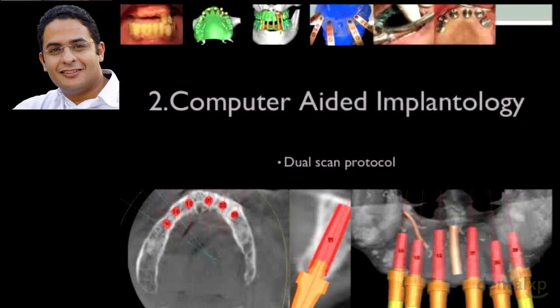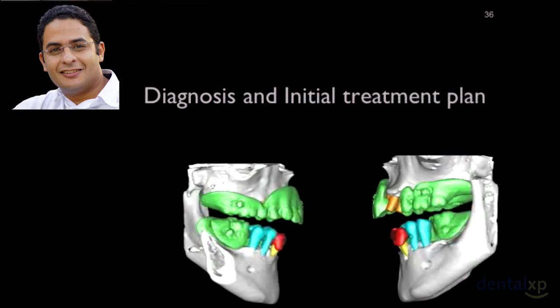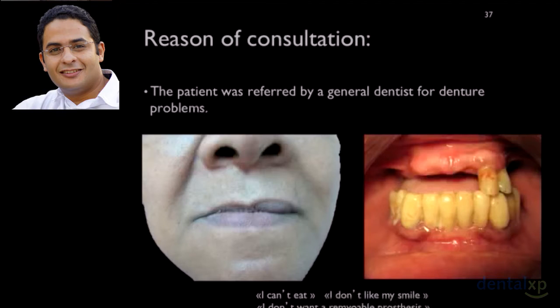Okay. Second example is computer-aided implantology, which is a very interesting field that's developing. What we did here is what we call a dual scan protocol. First, we're going to start with the diagnosis and initial treatment plan. The patient came saying, I can't eat, I don't like my smile, I don't want to remove the prosthesis, after being referred by a general dentist, and this was the condition of the dentition.